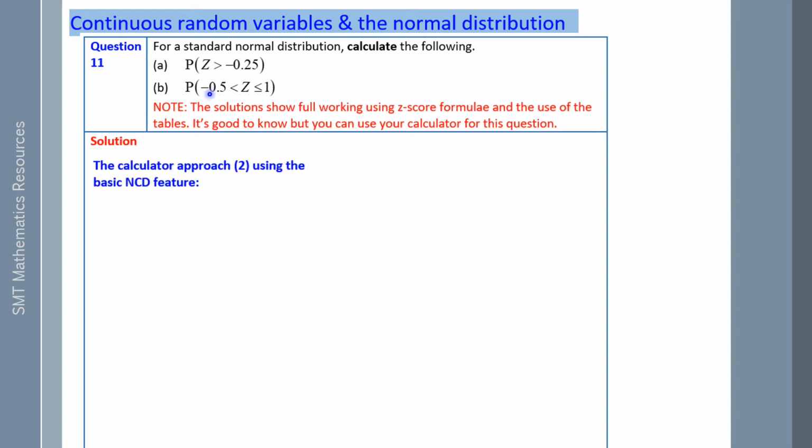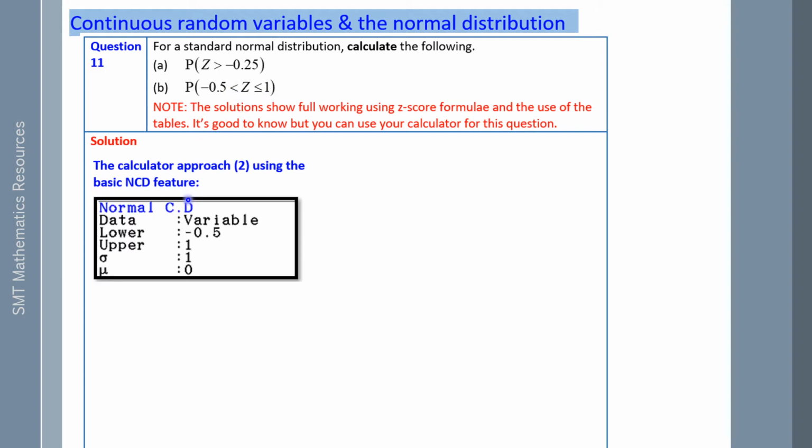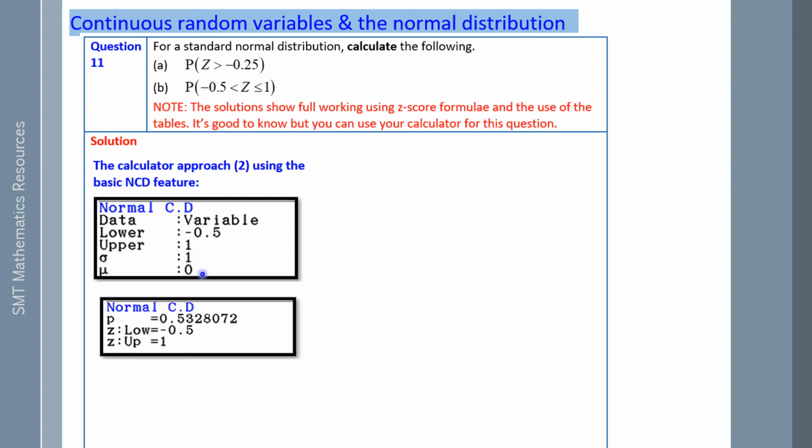Next is working out the probability that something lies between negative 0.5 and 1 in Z-scores. Here, our lower limit is negative 0.5, our upper is 1. 1 and 0 are a standard deviation and mean again. And simply put, using a calculator, the area between those 2 points is 53.28% of the curve.